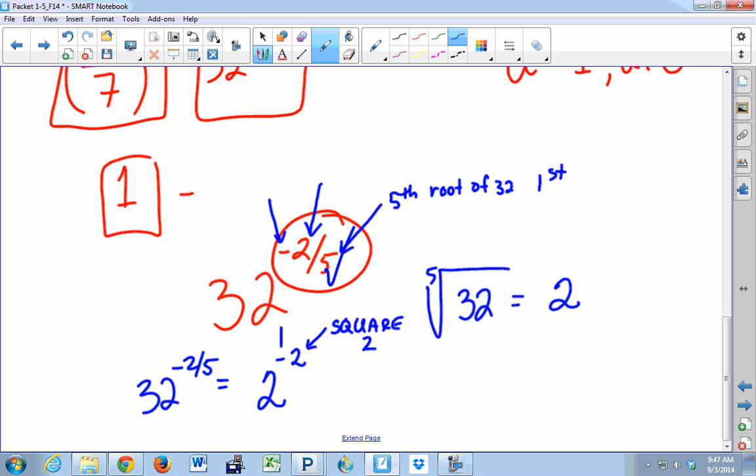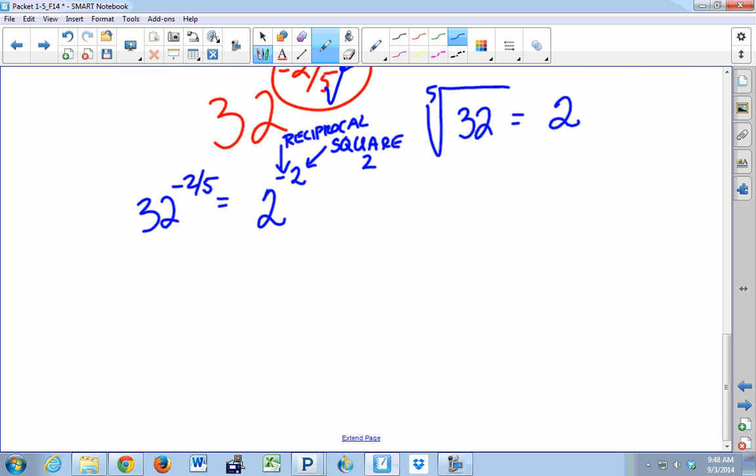And then finally it says, flip me. Take my reciprocal. Because that's what a negative exponent means: it puts the 2 factors of 2 in the denominator. Because if it was just 2 squared, the 4 would stay in the numerator. But this is asking you to put it in the denominator. So there's your final answer there, 1/4.